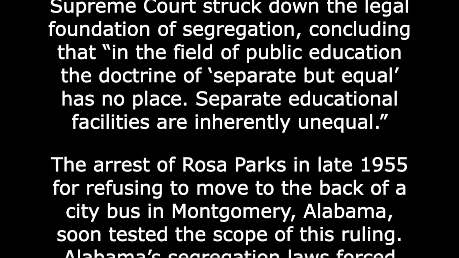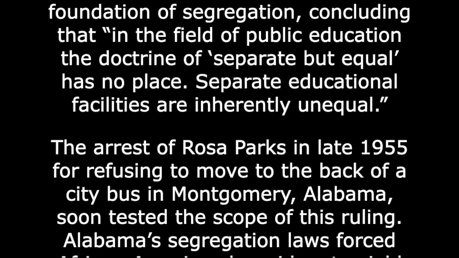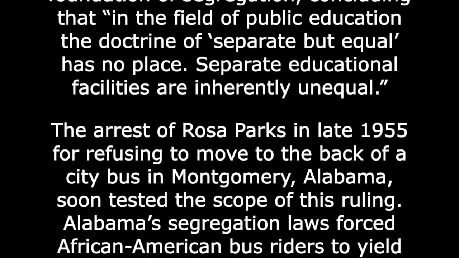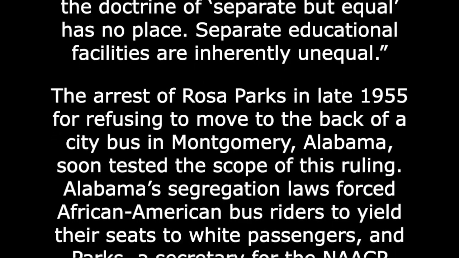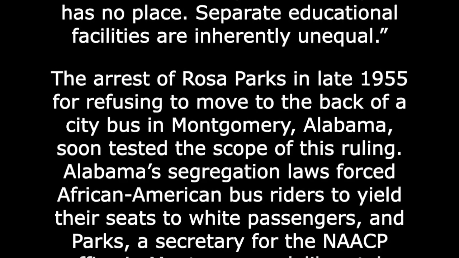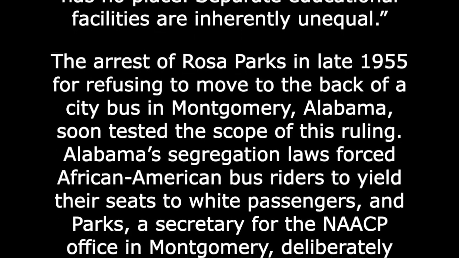The arrest of Rosa Parks in late 1955 for refusing to move to the back of a bus in Montgomery, Alabama, soon tested the scope of this ruling. Alabama's segregation laws forced African American bus riders to yield their seats to white passengers, and Parks, a secretary for the NAACP office in Montgomery, deliberately tested the unfair law.